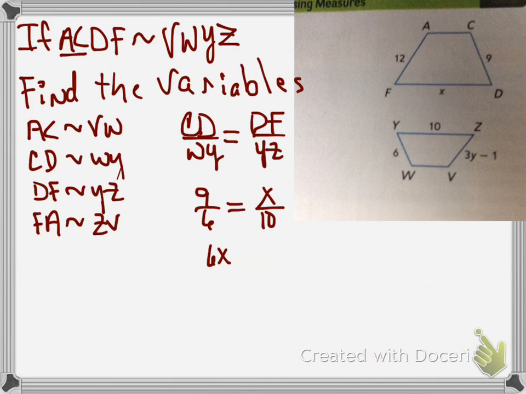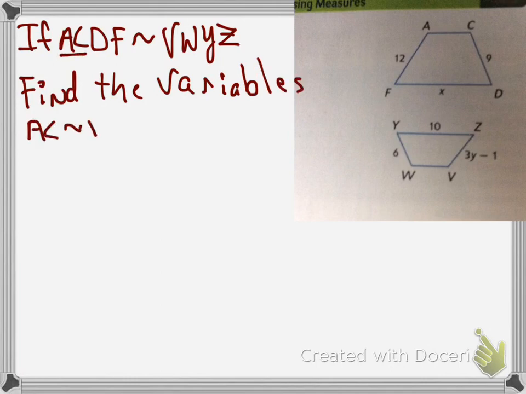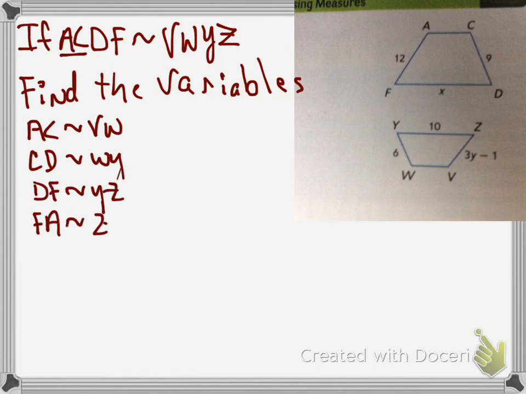Okay, so now we're going to look at this example. In this example, I want you to find the variables. We're going to say that ACDF is similar to VWYZ. Keep that in mind. Notice how this is supposedly flipped. But that's telling us that AC goes with VW, CD goes with YW, or WY, DF goes with YZ, and FA goes with ZV.